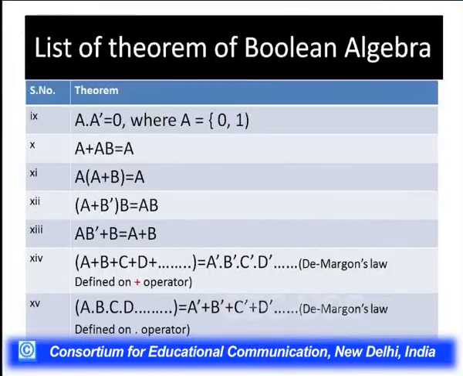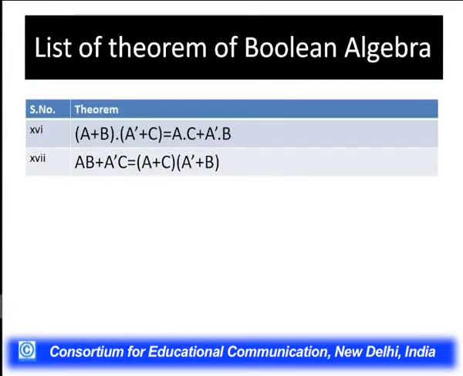This law is known as De Morgan's Law defined on plus operator. And another De Morgan's Law defined on dot operator: A dot B dot C equal to A dash plus B dash plus C dash plus D dash dash dash. This is De Morgan's Law defined on dot operator.